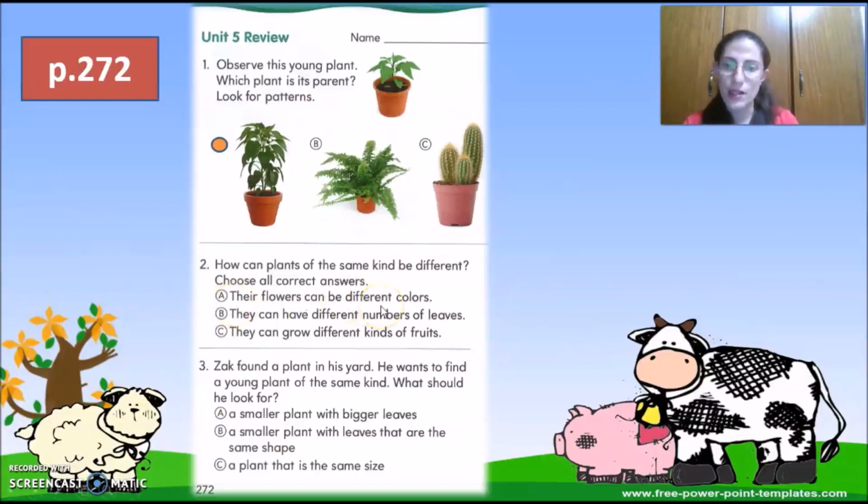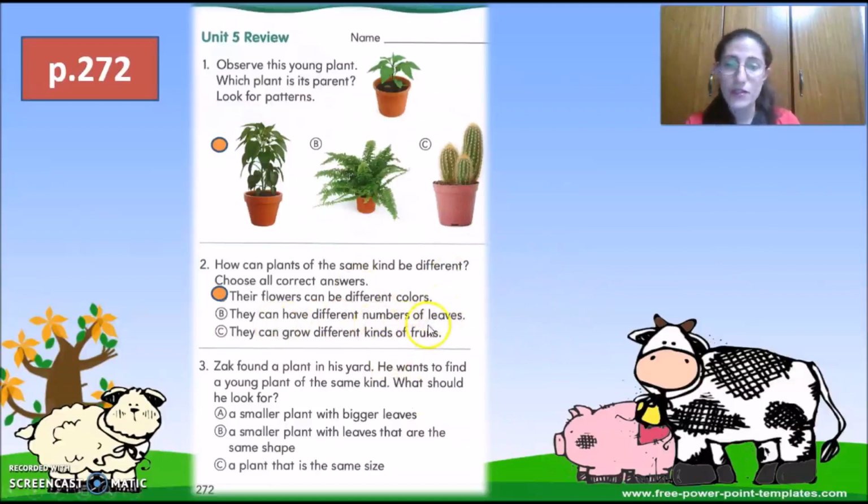A. Their flowers can be different colors. Can 2 plants of the same kind have flowers with different colors? Let's think. Yes, of course, correct. Such as the tulip. Why? Because we said that the color of the flower is a trait, something that the plant gets from its parents. So, we have tulips with different colors. Why? Because the tulips with different colors got their colors from their parents. Clear? So, they are all tulips, but they have different colors.